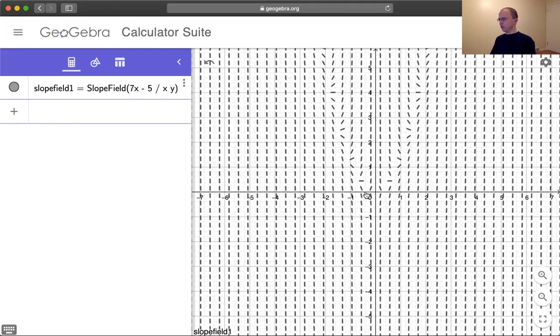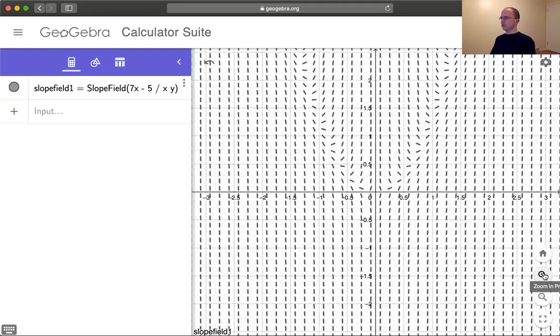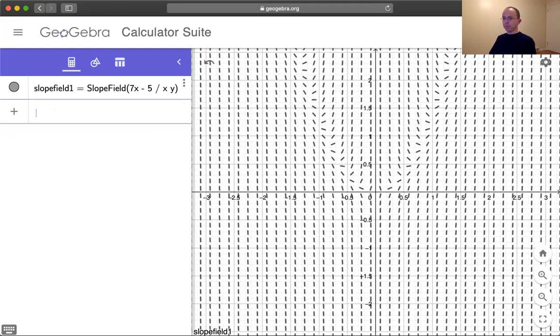Okay, very interesting slope field. Something interesting is going on there. Maybe we'll zoom in a little bit to see. It almost looks like some kind of parabola here or something. But a lot of different slopes right in this area here. Okay, so let's go ahead and try to solve this ODE and see what we get.